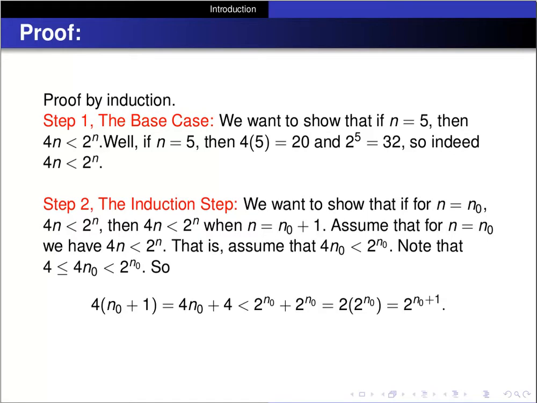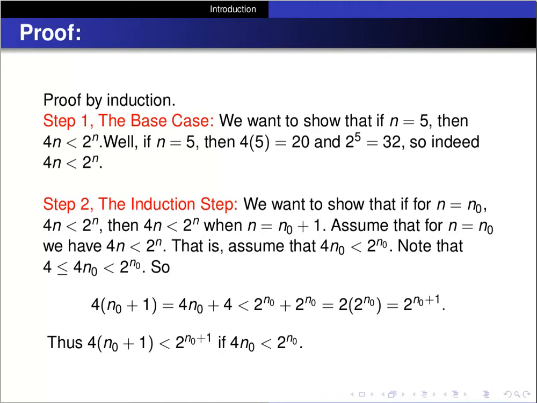So 4 times the quantity n₀ + 1. Well, if we distribute the 4, that's 4n₀ + 4. We know by the induction hypothesis that 4n₀ is less than 2ⁿ⁰. And by what we just said, we know that 4 is strictly less than 2ⁿ⁰. So 4n₀ + 4 is going to be less than 2ⁿ⁰ + 2ⁿ⁰. That's 2 times 2ⁿ⁰, which is 2ⁿ⁰⁺¹. Thus, 4 times the quantity n₀ + 1 is less than 2ⁿ⁰⁺¹, if 4n₀ is less than 2ⁿ⁰.